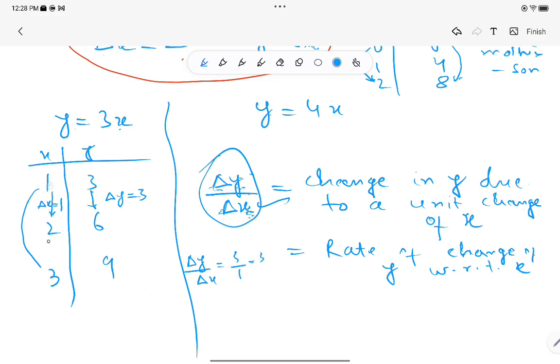So let me do one thing now. Let me take these two. If I take these two, what is the change in x? 2, because 3 minus 1 is 2. What is the corresponding change in y? 9 minus 3, that is 6. Delta y is equal to 6. Divide delta y by delta x, that is 6 by 2, which is 3. It doesn't matter. The size of the change taken does not matter. It does not matter how much you let y change, how much you let x change.